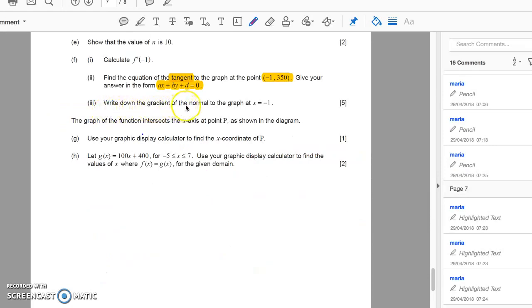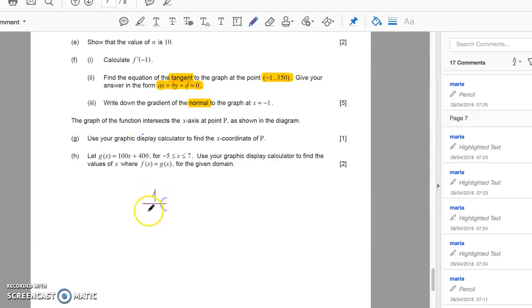Next question, write down the gradient of the normal to the graph at x minus 1. So it's the same point, but now they are not interested in the tangent, but in the normal. Well, for the normal, I have that it's just having the 1 over the slope of the tangent with a minus. So that makes minus 1 over 150. If the slope of the tangent was 150, the slope of the normal is minus 1 over 150.